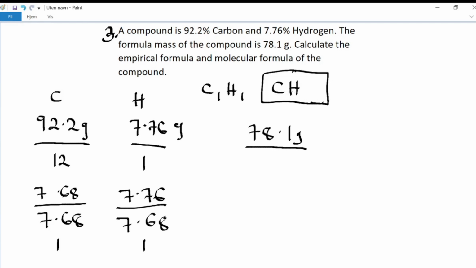So to get the empirical formula mass, we have carbon, that's 12.01, and hydrogen we have 1, so that's approximately 1.0078. If we add that, that will give us 13.0078.